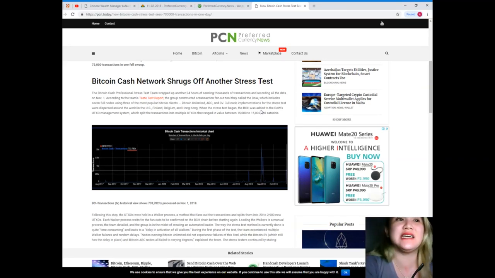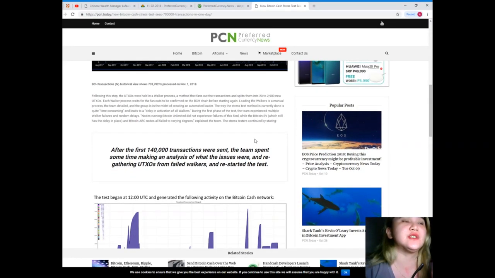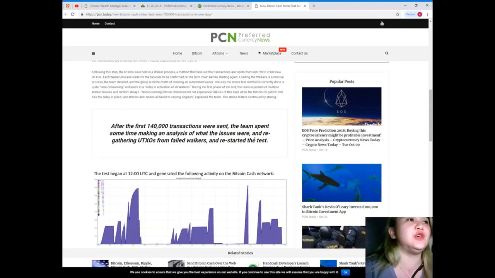Hong Kong. When the stress test began, the BCH was added to the DOW's UTXO management system, which split the transactions into multiple UTXOs that range in value between 15,000 to 15 million satoshis. All right, now, BCH transactions historical view shows 733,782 TX processed on November 1st, 2018. Following this step, the UTXOs were held in a walker process, a method that fans out the transactions and splits them into 22,900 new UTXOs. Each walker process waits for the fan-out to be confirmed on the BCH chain before starting again.